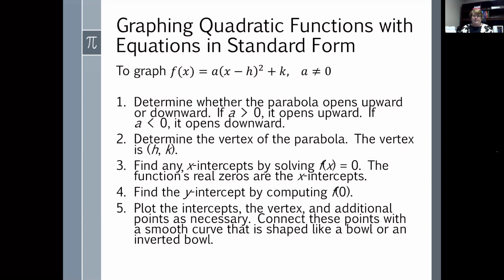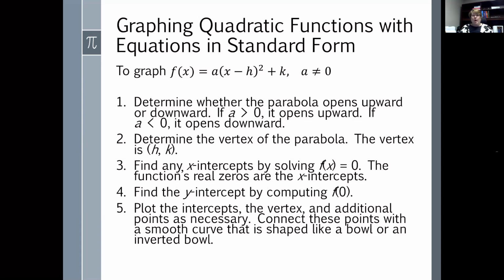Find any x-intercepts by setting the function equal to 0. Remember, if it's an x-intercept, that means the value of the function y is equal to 0. If you're on the x-axis, y is equal to 0. The function's real zeros are the x-intercepts. So when you set the function equal to 0 and solve the quadratic equation, the real number solutions to that equation are x-intercepts. You find the y-intercept by evaluating the function at 0.